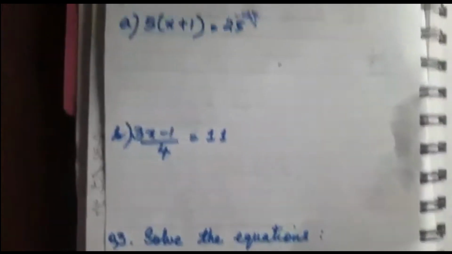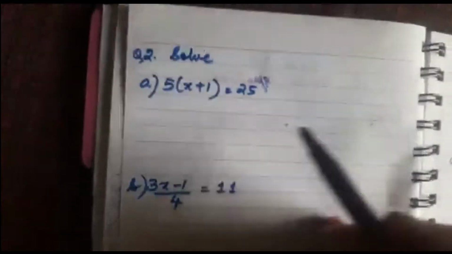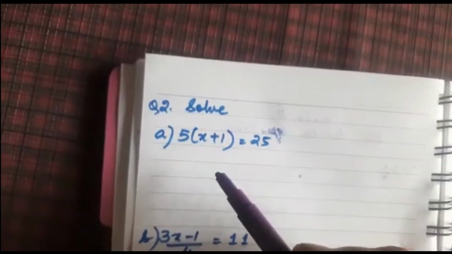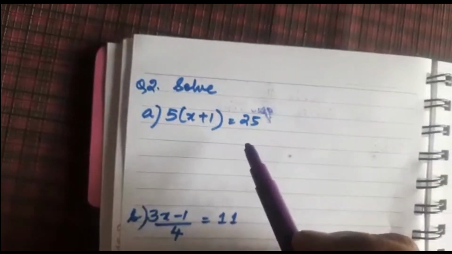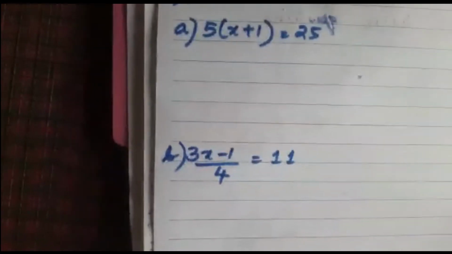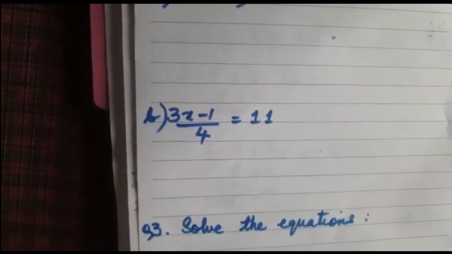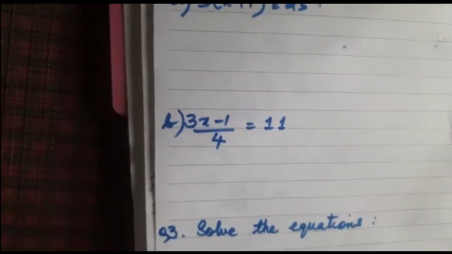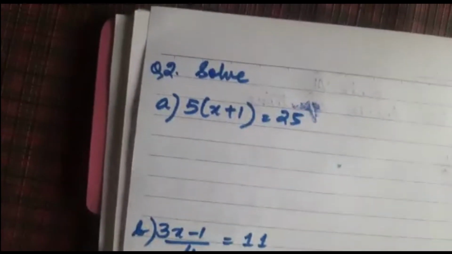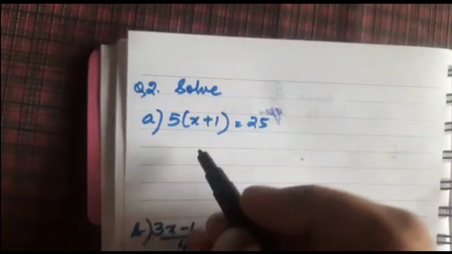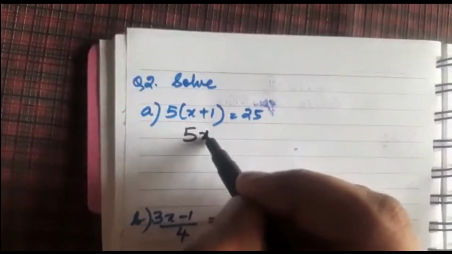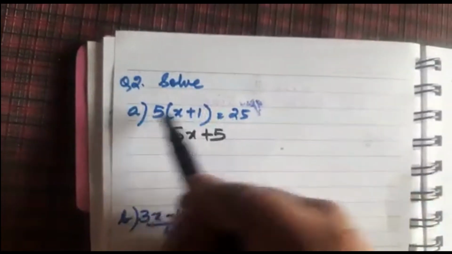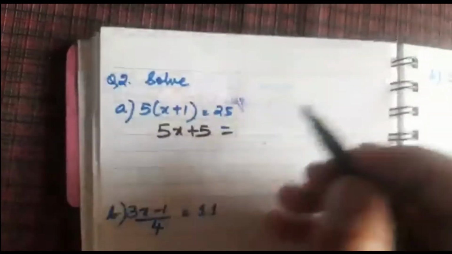Okay. Now next one is solve 5 into (x plus 1) equal to 25. So here, if you want to solve 5 into this, first you have to multiply. That is just using the distributive property. So it is 5x plus 5, as you multiply it, equal to 25.